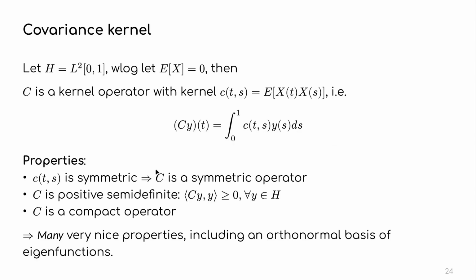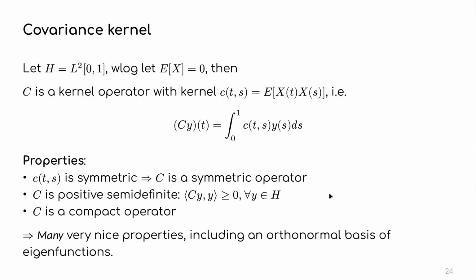The reason is that c of t, s is the cross covariance between any two points, all the cross covariances of my data x, so it's going to be symmetric. And that means that the operator C is symmetric. So the inner product of Cx with y is going to be the inner product of x with Cy. So it's a symmetric operator. It is also positive semi-definite, so the inner product of Cy with y is greater than or equal to 0 for all y.